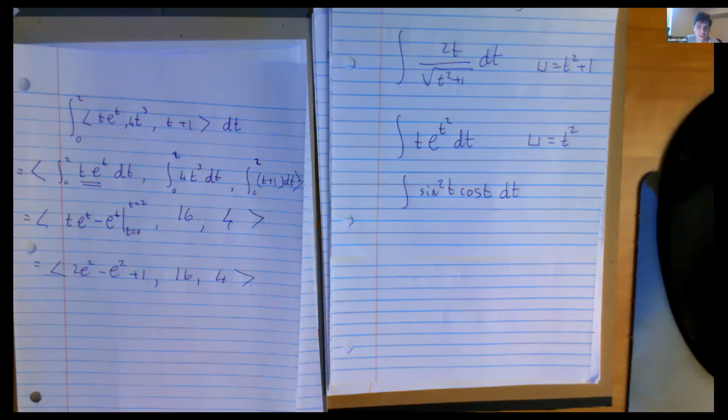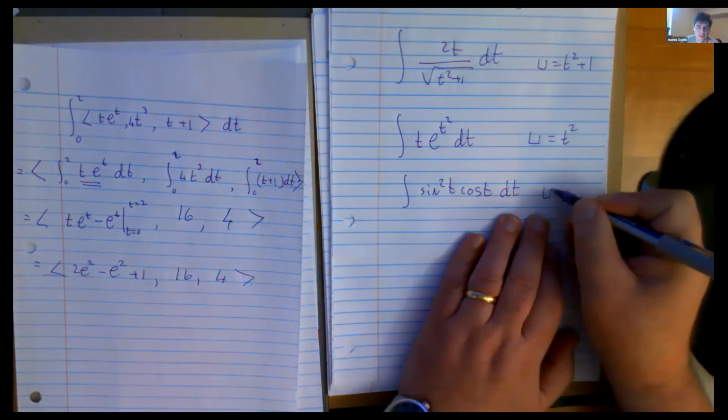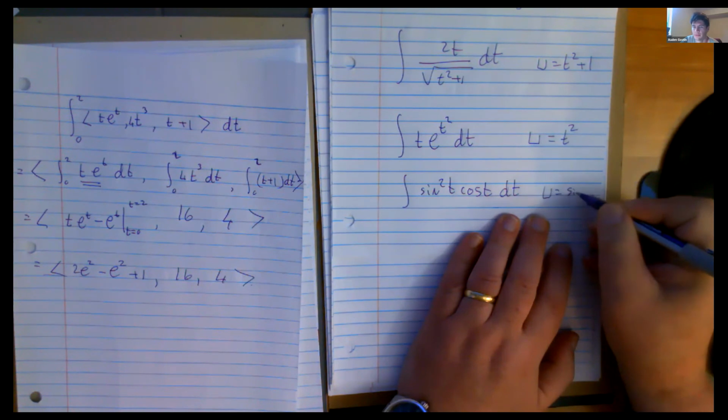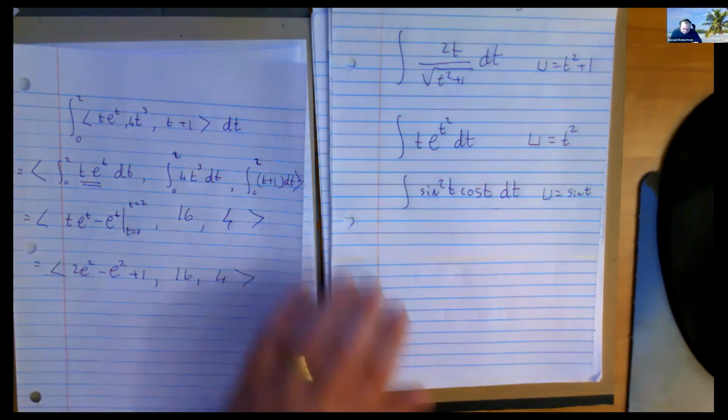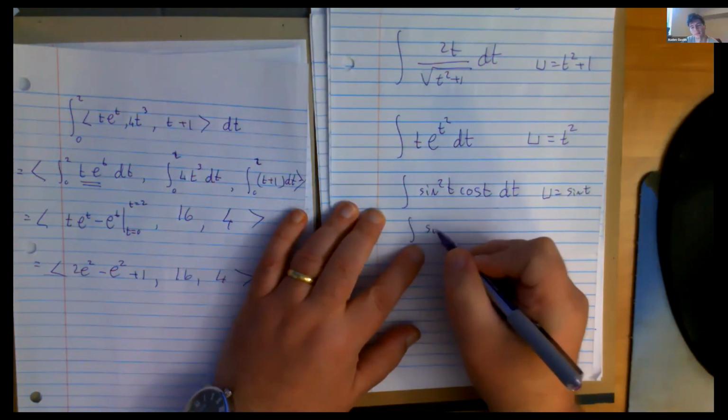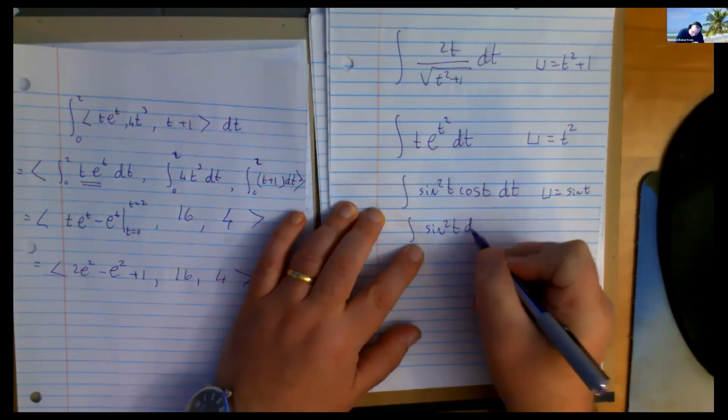Yep, just say that sine is u, and then the derivative would be negative. We'll say that would end up being the integral of u squared when you're finished. Looks similar, totally different method.